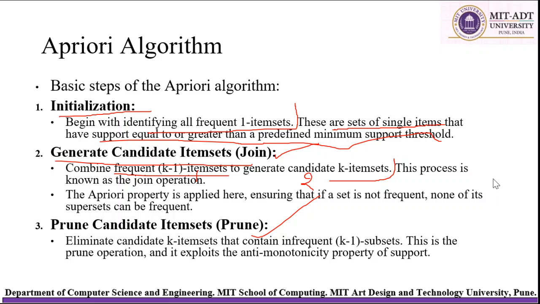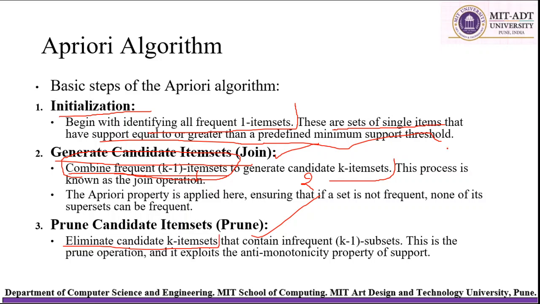Now the third step is prune candidate item sets. So how to do the pruning? We have generated all the possible combinations by combining the frequent k minus 1 item sets. But we don't require all these item sets as these all are not frequent. So here we will apply some threshold, that is the minimum support, to prune or to eliminate the candidate k item sets.